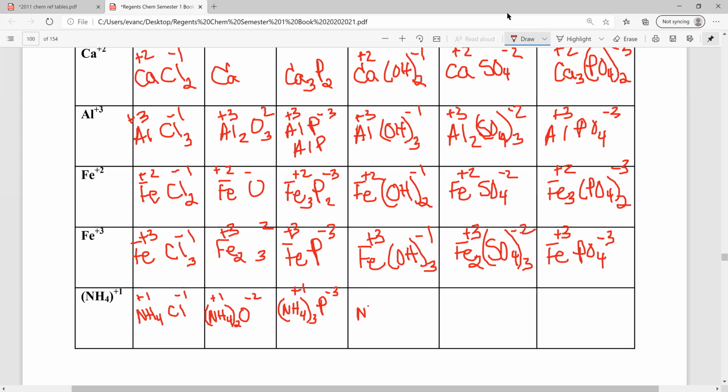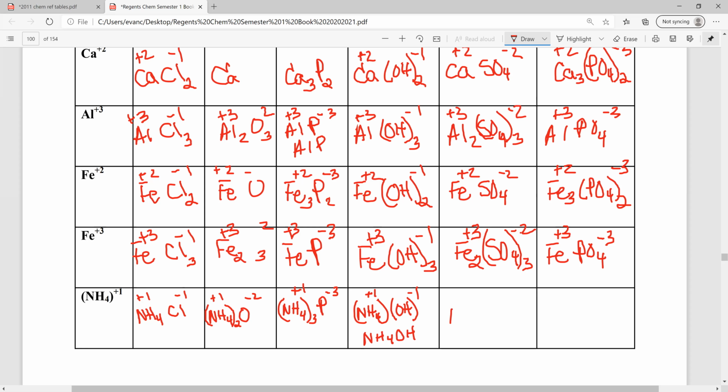So NH4, which is my ammonium, and this whole thing is a +1. And now I have the hydroxide, and this whole thing is -1. So now that's +1 and -1, the same charge, so I don't need to do anything. And I can rewrite that without the parentheses if I would like to, because you only need the parentheses if you have more than one of the polyatomic. You need to add a subscript.